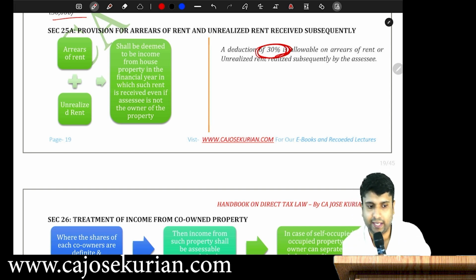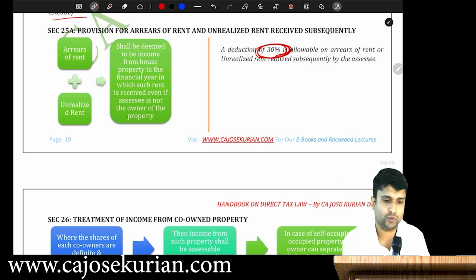Very simple. So one property is 30 and another property is around 160. Then yes, 190 you can claim. Altogether up to 2 lakh. Okay.